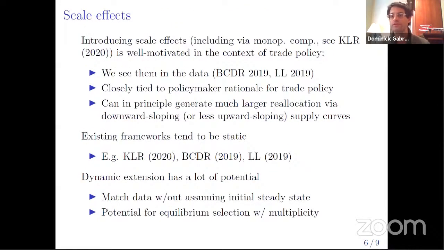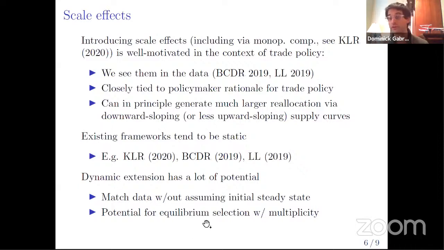So this paper features scale effects via monopolistic competition, which has some isomorphisms to a model with, say, some form of Marshallian externalities. And I think this is a good idea. I think these are well motivated in the context of trade policy. For one, we see them in the data. Some recent work shows. Two, they're closely tied to the types of rationales that policymakers talk about when they talk about why they want to do a trade policy and protection. And in principle, they can generate much larger reallocation via downward sloping or maybe less upward sloping industry supply curves than they would be otherwise. Basically, the price index of the industry is going to decline with the scale of the industry, and that's going to offset some negative terms of trade effects or upward sloping factor supply curves.